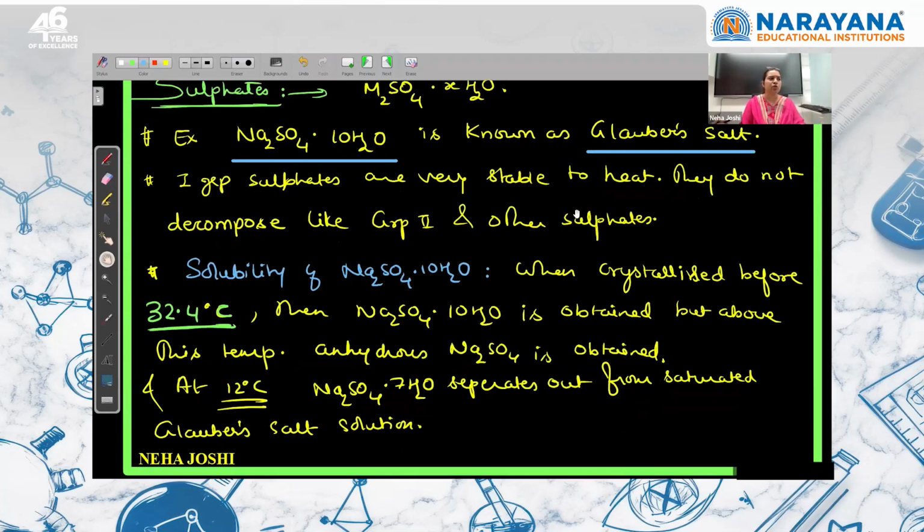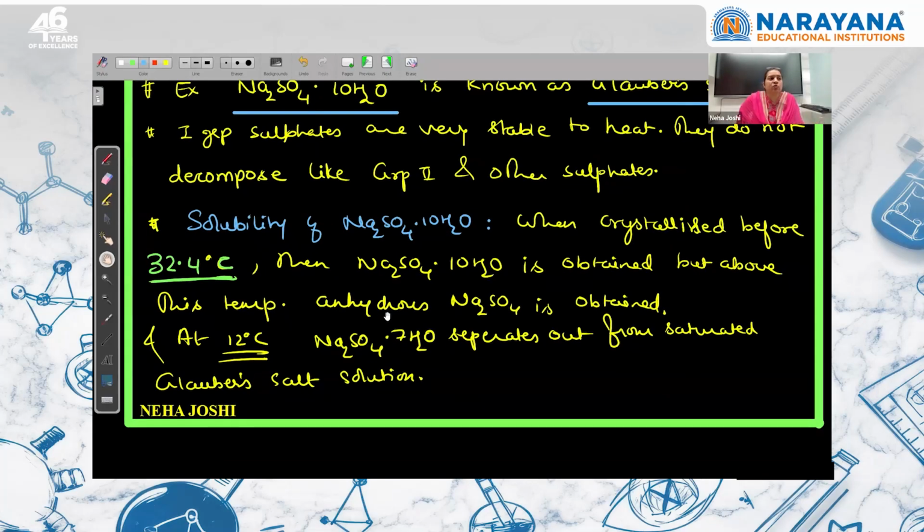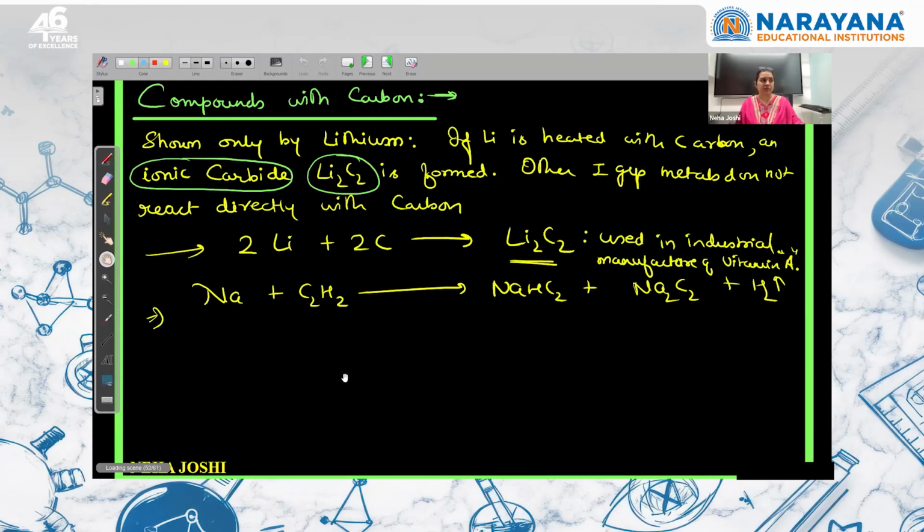Again, they do not decompose on heating. Just remember this particular para, solubility of Na2SO4.10H2O, that is Glauber's salt. It has some peculiar behavior. When crystallized before 32.4 degrees centigrade, then Na2SO4.10H2O is obtained. But above this temperature, anhydrous Na2SO4 is obtained. At 12 degree, Na2SO4.7H2O separates out from saturated Glauber salt solutions.